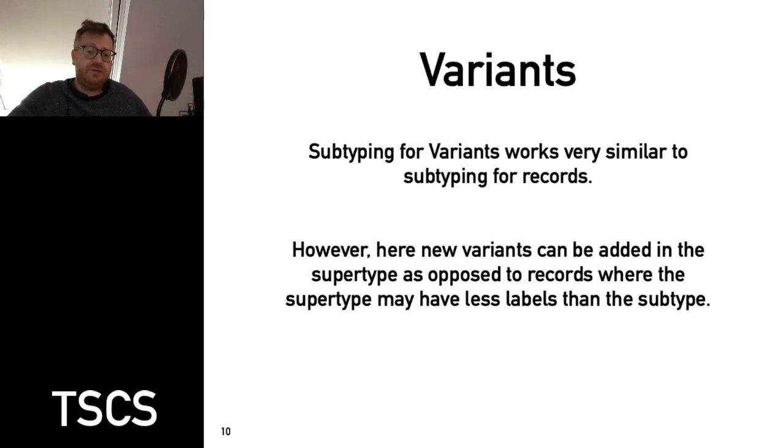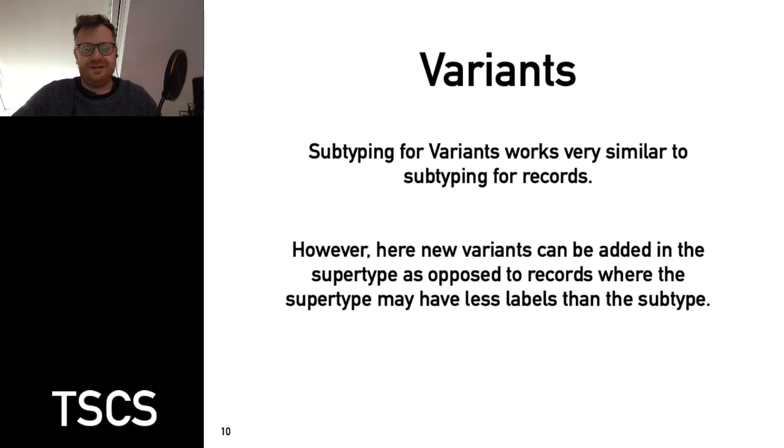Good. One other interesting type extension that we looked at are variants. And subtyping for variants basically looks very similar to those for records. However, more or less in the opposite direction, because variants work on the type level, records work on the term level. That means that variants need to be a little bit different.